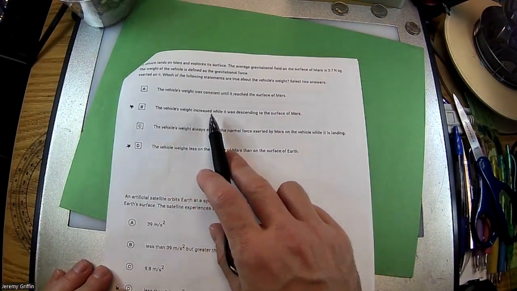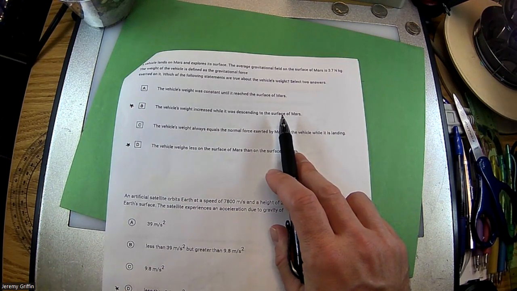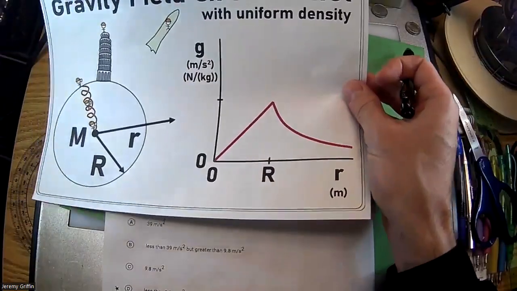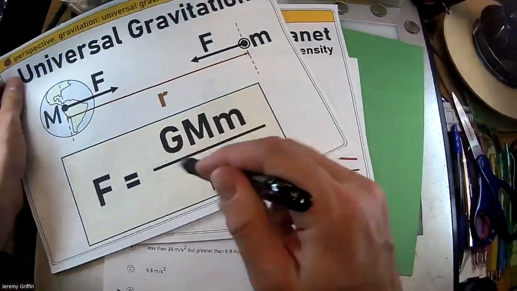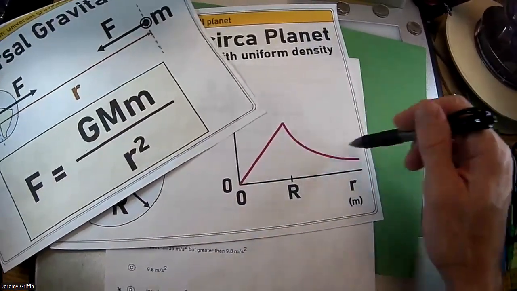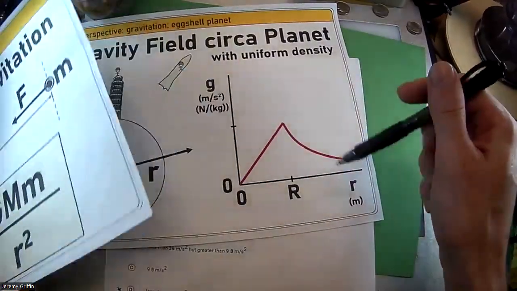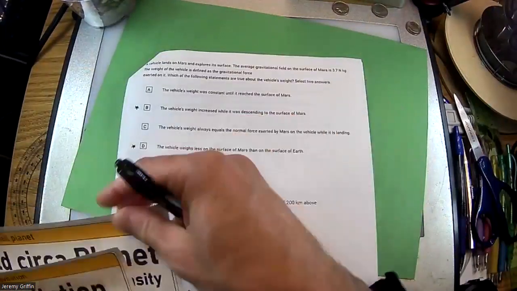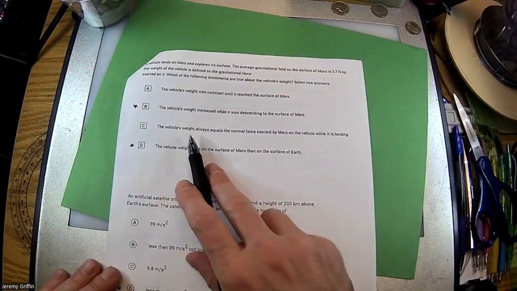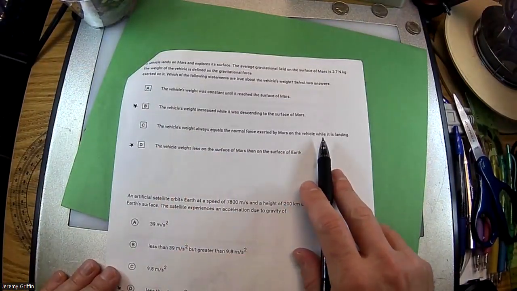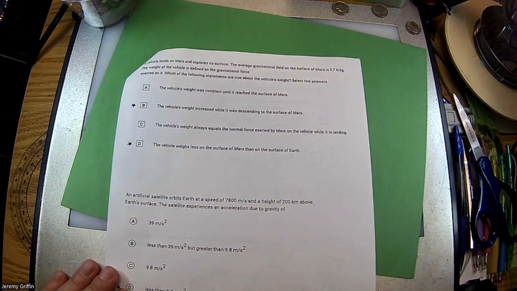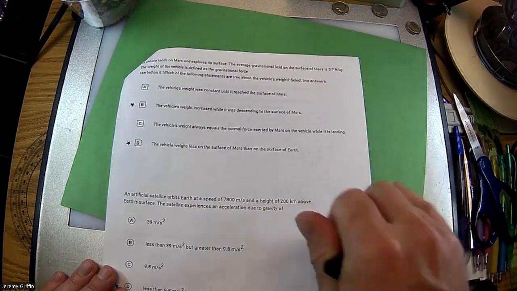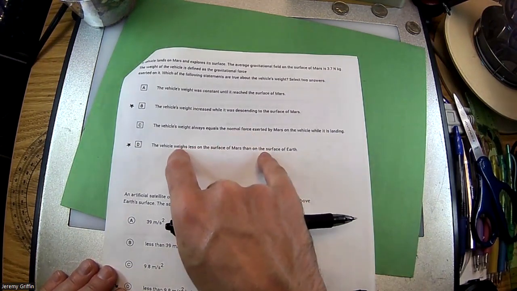Option B, the vehicle's weight increased while it was descending to the surface of Mars. I just said that from either this equation point of view or this graph point of view. They both tell the same story. This equation is this part of this graph. If you multiply by mass, this gravity field has the same shape. Option C, the vehicle's weight always equals the normal force exerted when it lands. Well, that's true at the surface, but when it's incoming, it increases up to that point, so not quite going to cut it.